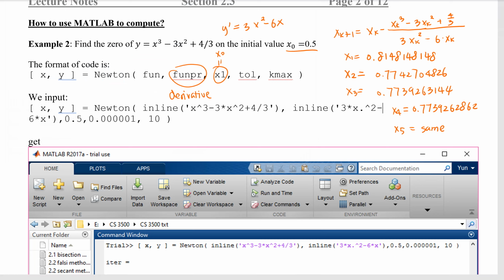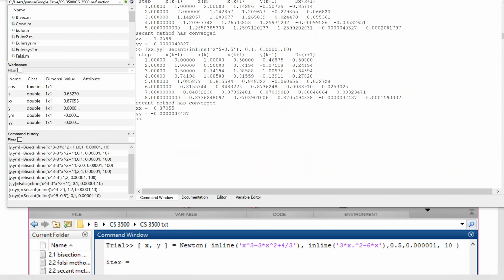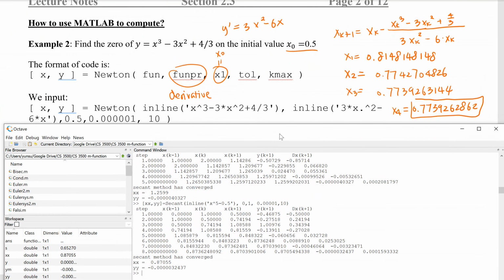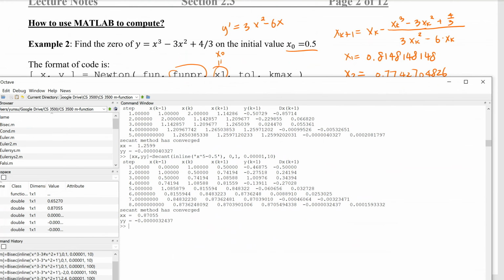So, same. And then we can stop. This is our estimated 0. Okay? And now it's time to use MATLAB or Octave.